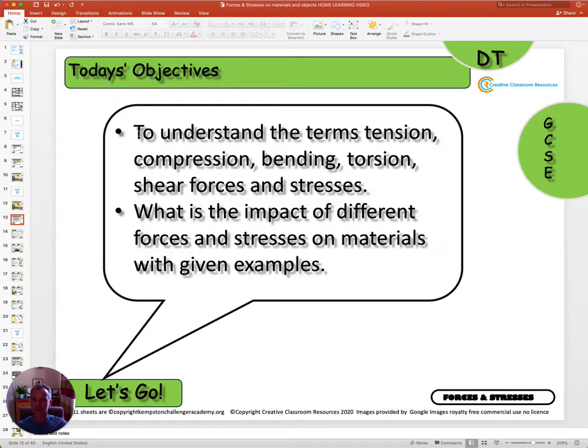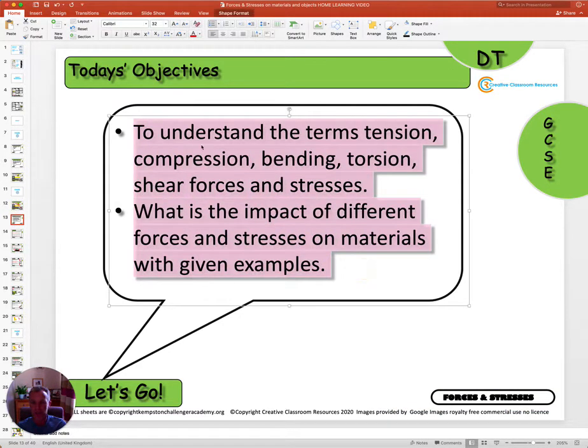Okay, so lesson objectives for today. We're going to understand the terms tension, compression, bending, torsion, shear, forces and stresses, and then what impact the different forces and stresses have on certain materials.